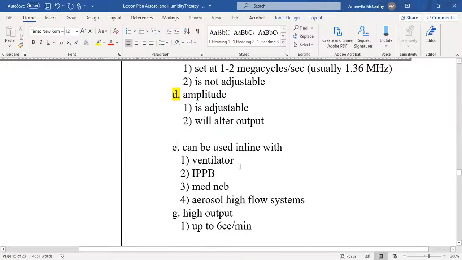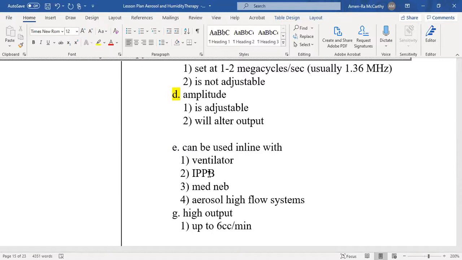It can be used in line with a ventilator, IPPB machine, the MetaNeb, aerosol high flow systems. I can use it in line. When I say in line, that means I can open up the circuit and put it in line. So if I have a patient on a high flow or aerosol trach collar, the aerosol trach collar has the large volume nebulizer, then the water trap and the patient.